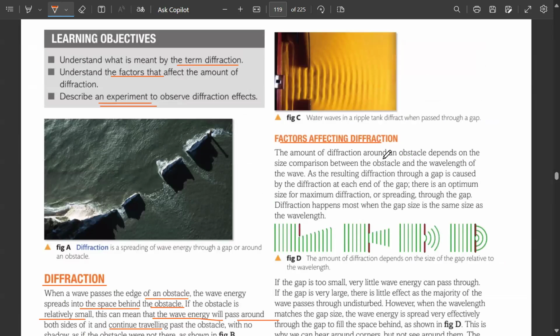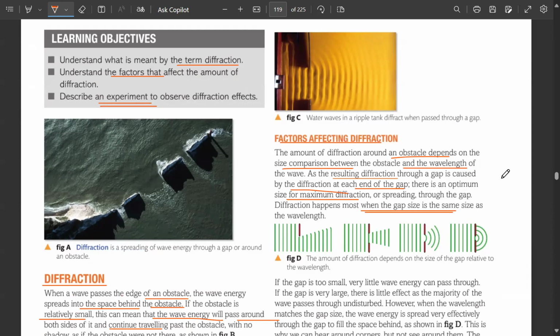The amount of diffraction around an obstacle depends on the size comparison between the obstacle and the wavelength of the wave. As a result, diffraction through a gap is caused by the diffraction at each end of the gap, and there is an optimum size for maximum diffraction or spreading through the gap. Diffraction happens most when the gap size is the same as the wavelength.